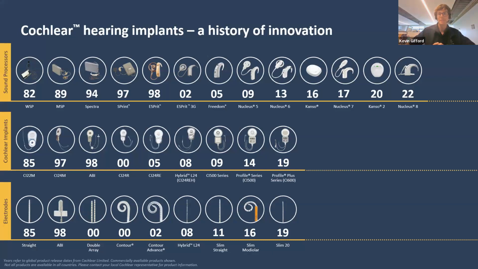So I love showing this slide, and the reason for this is it just shows you the innovation Cochlear has made technology-wise. So in 1982, the first sound processor was heavy, large, and you had to wear it on your belt like a Walkman. Now today, we have the Kanso 2 and the Nucleus 8, and we can fit all of that behind the ear, in just a very small device. So it just shows you the history of innovation Cochlear has so far, and we keep innovating as well.